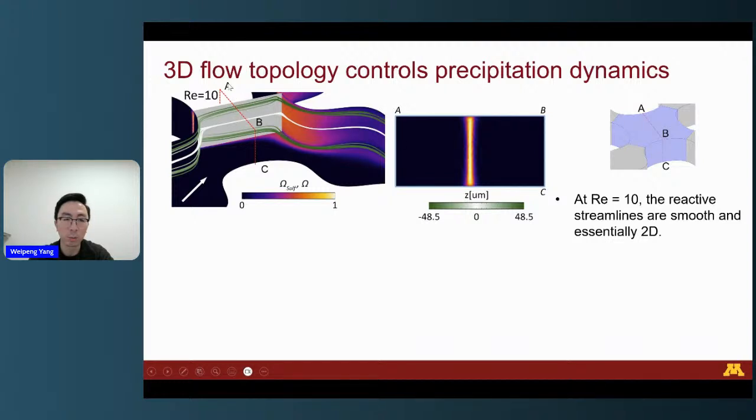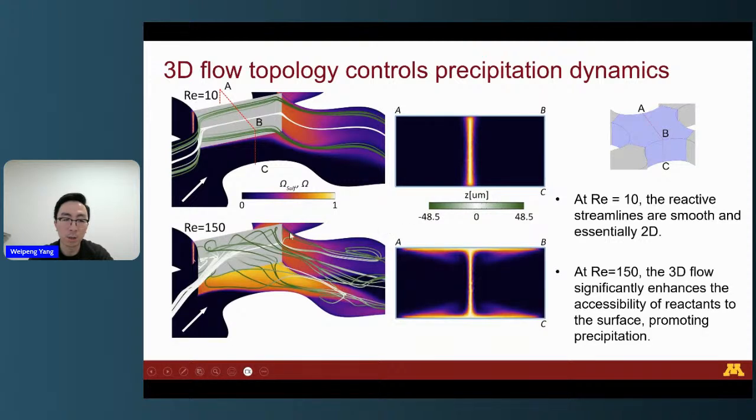Because of this kind of streamline, here we show the distribution of the supersaturation at this cross section. You can see that because of this kind of streamline, the supersaturation is only localized at the mixing interface, because it's surface reaction. So the precipitation only happens on the top and bottom surface in the supersaturated region. But this is not the case for the high Reynolds number.